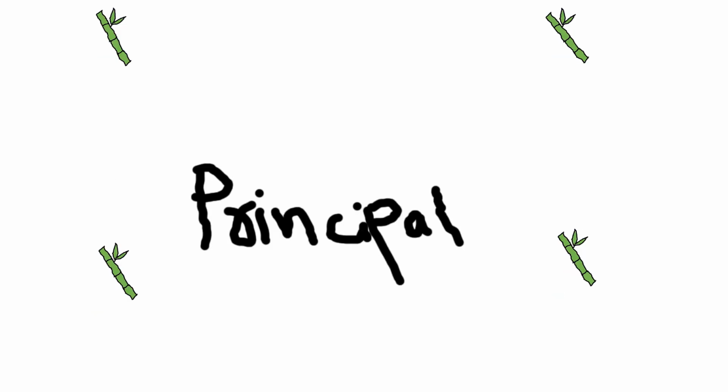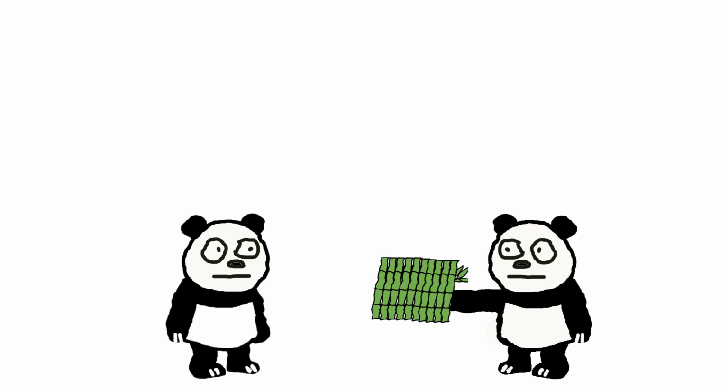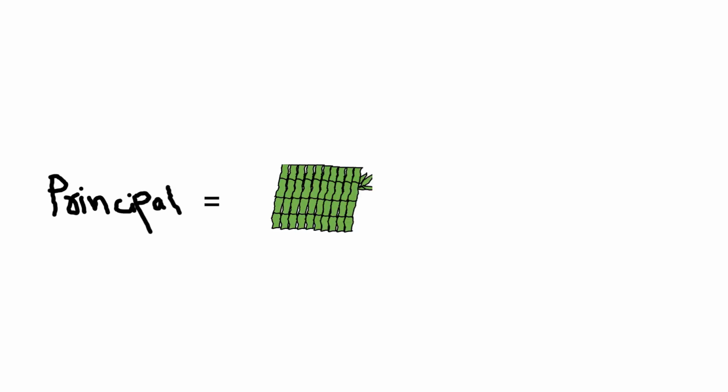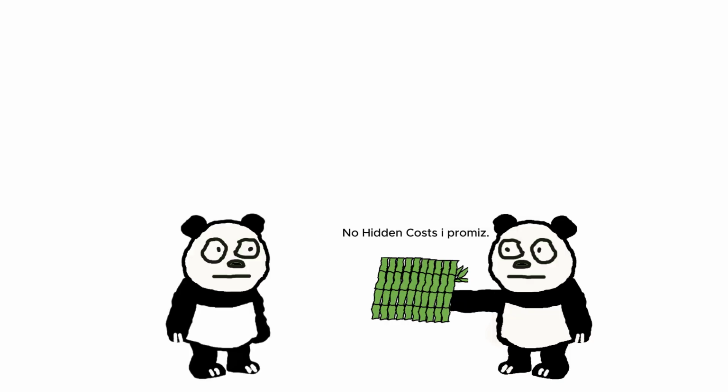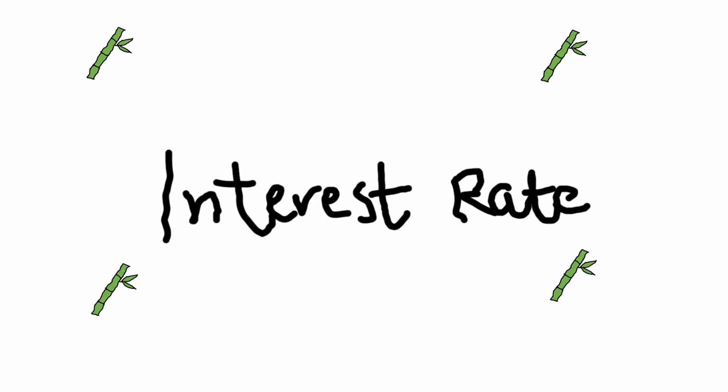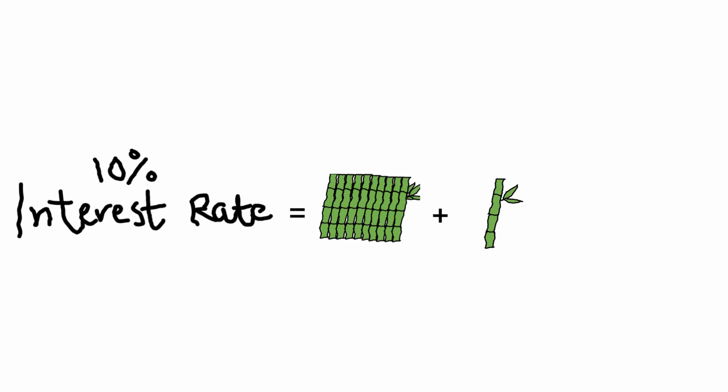First, principal. If you borrow 10 bamboos, the principal is the original 10. Principal equals the starting bamboo, not the extra, not the pain, just the starting pile. Second, interest rate. If the interest rate is 10%, it means for every 10 bamboos you owe, time adds 1 bamboo per year. Interest rate equals how fast the extra bamboo grows.